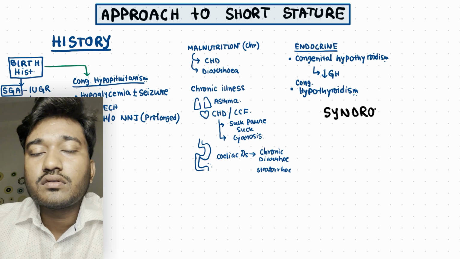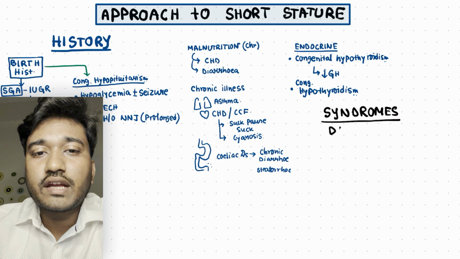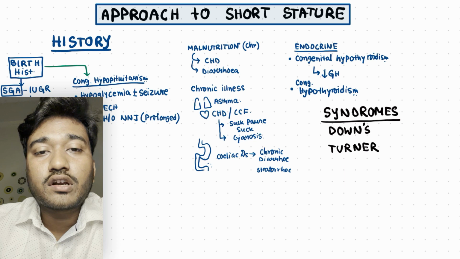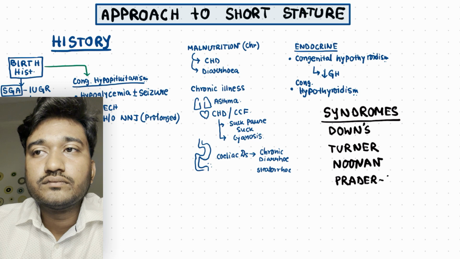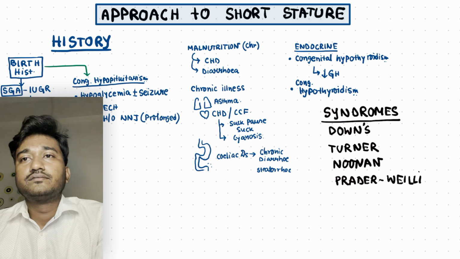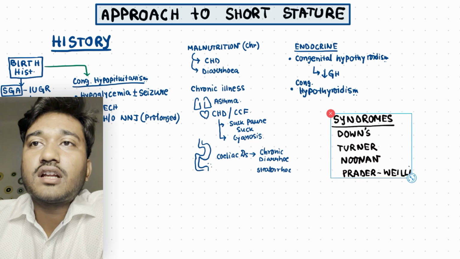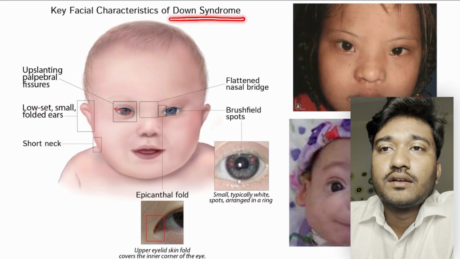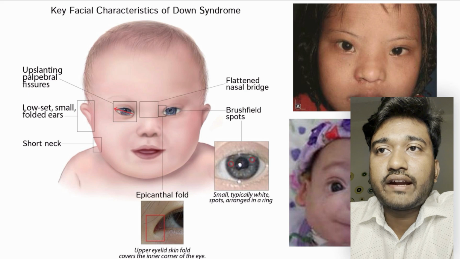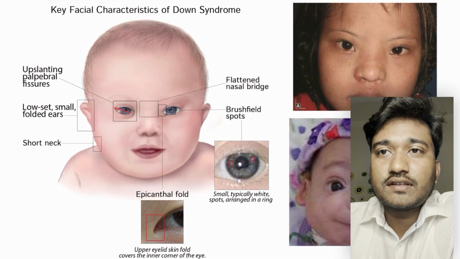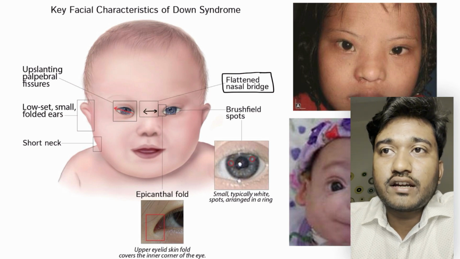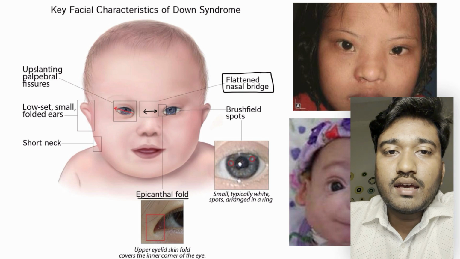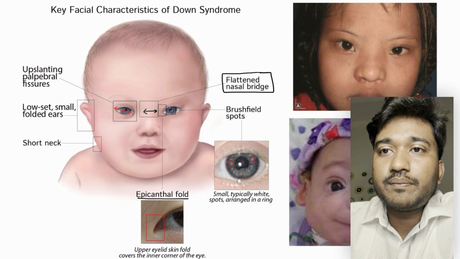Now let's talk about how to take history in case of a few syndromes like Down syndrome, Turner syndrome, Noonan and Prader-Willi syndrome. These are very important causes of short stature, pathological short stature. Okay. So this is a Down syndrome child. What you have to look for is flattened nasal bridge. So in the history, when a patient is coming, you must be looking for all those things. In evaluation of short stature, there is flattened nasal bridge, as well as you can see there is epicanthal fold.